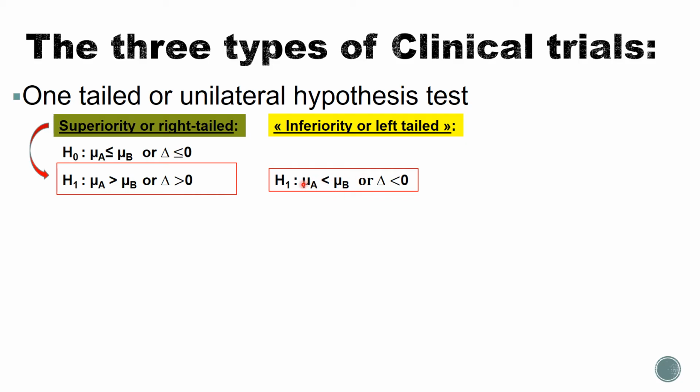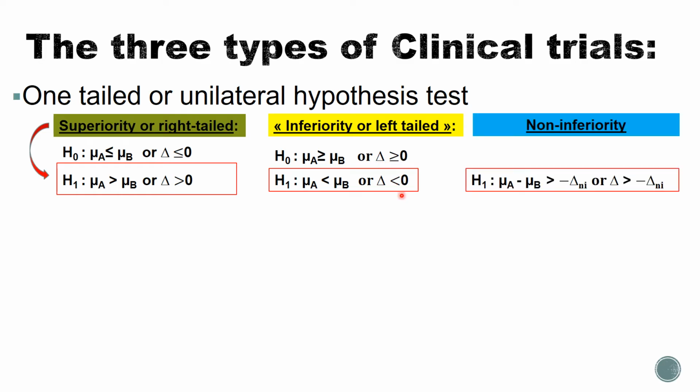So the alternative hypothesis is saying that treatment A is what? Is less efficient than treatment B. In other words, the difference between treatment A in terms of efficacy and B would be less than 0. The null hypothesis would be that treatment A is either greater than or equal to treatment B in terms of efficacy. In other words, the difference between their efficacy would be what? Greater than or equal to 0.